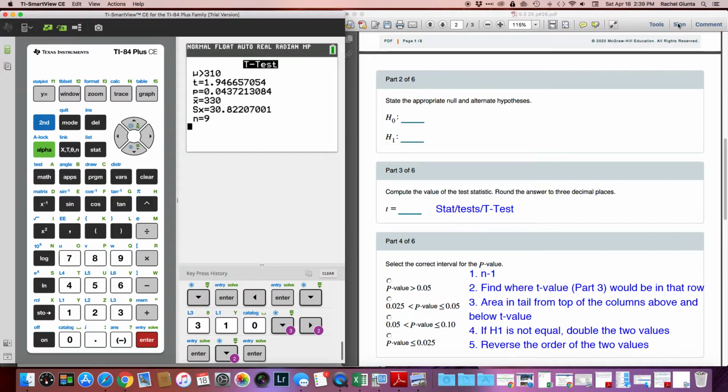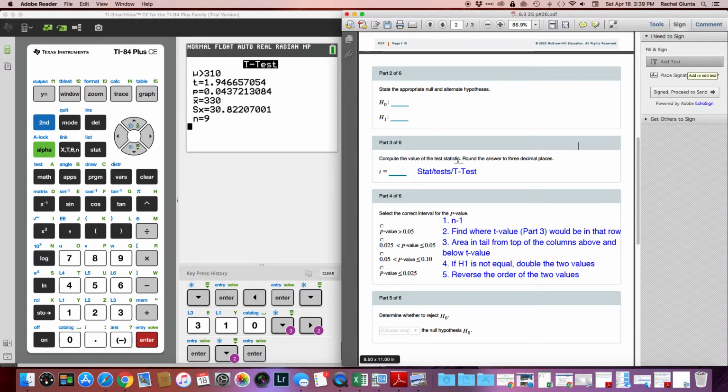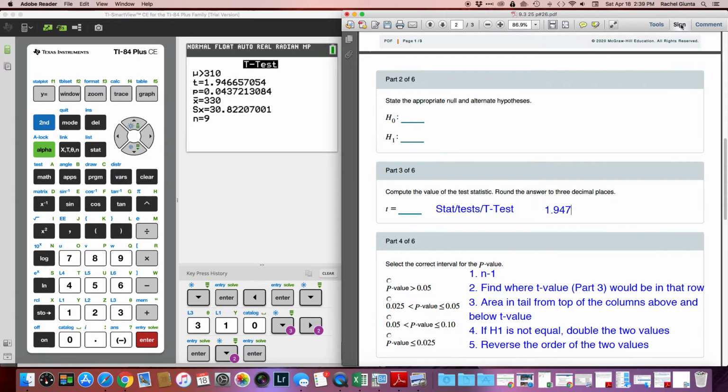1.9466. So I'm going to try and write that down over here just to have it for reference. 1.947. That's what I got for my t. Because now we need to go to the table.